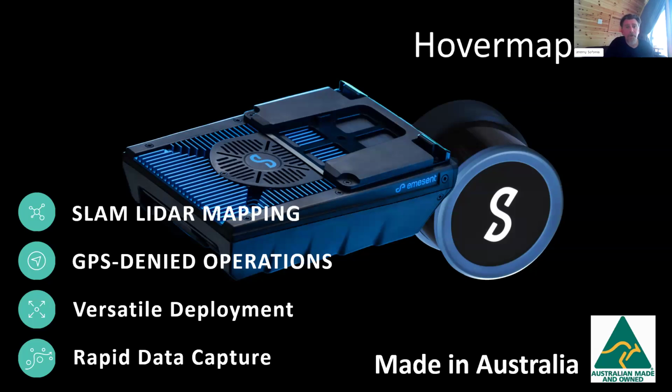You can use it on a drone, you can walk with it, you can lower it down on a rope. And that means that we could get into places. If we can get Hovermap into that place, we can scan that place. And it's also very rapid and easy to use. So push of a button, the Hovermap, the LiDAR sensor on the front starts turning, you're capturing data.